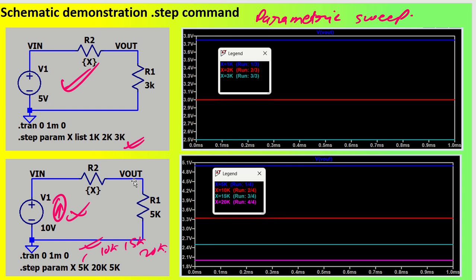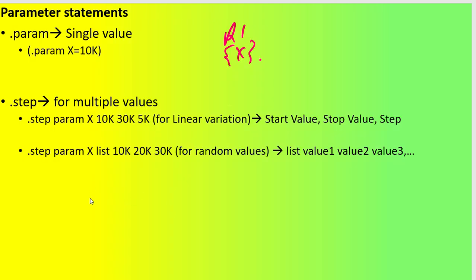So what we'll do is demonstrate this circuit in LTSpice, simulate it and see how it works. For your understanding, you can keep this part as a screenshot so that you understand how to assign a value for single values. Let us say .param x = 10 kilo ohm. Suppose you have given R1 as x, it means x equals 10 kilo ohm. If you put that, R1 will be given as 10 kilo ohm.